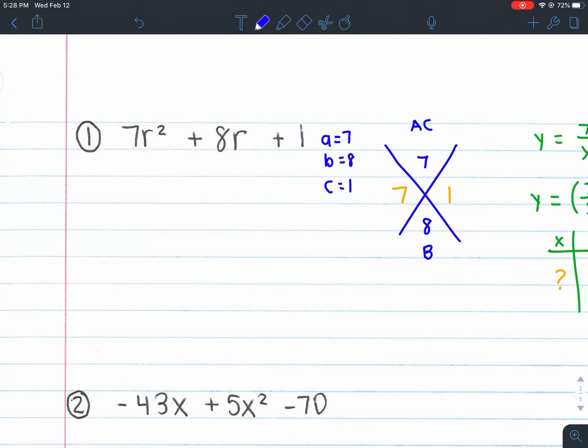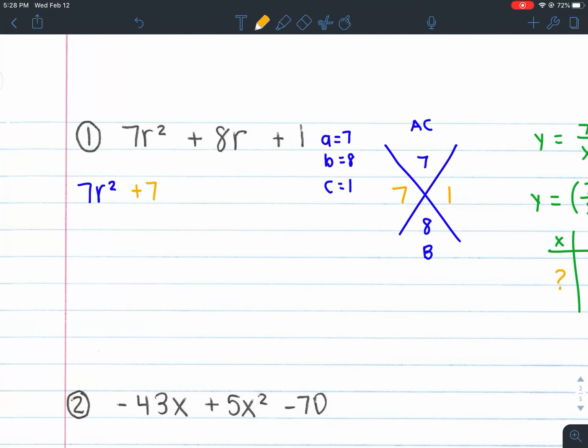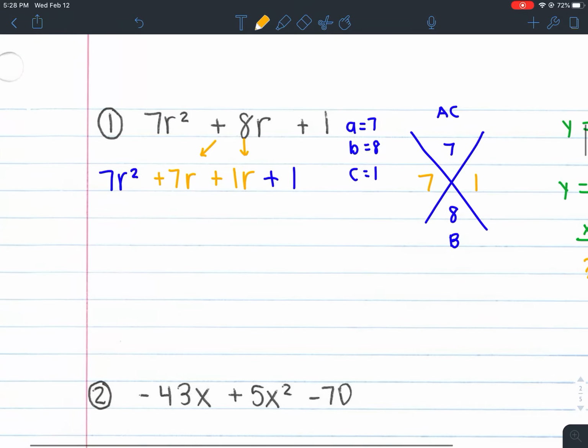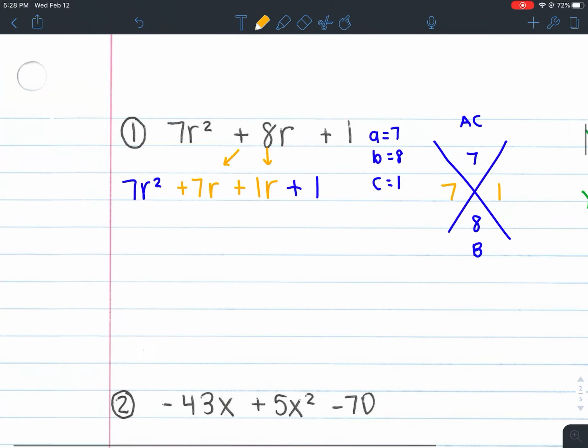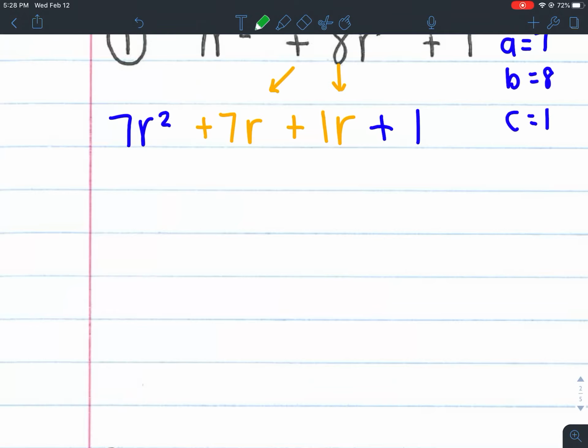So I'm basically uncombining my like terms. So 7r squared remains the same. I have plus 7r plus 1r plus 1. Again, I'm just splitting up my b into 2 terms to make it 4 terms. Once I'm at this step, then I just factor by grouping. And it doesn't matter, again, the order of your 1 and your 7 in the middle here. You can reorder it if you would like.